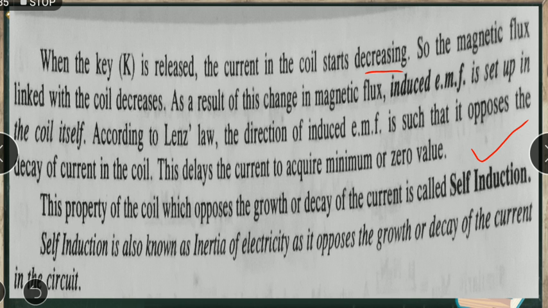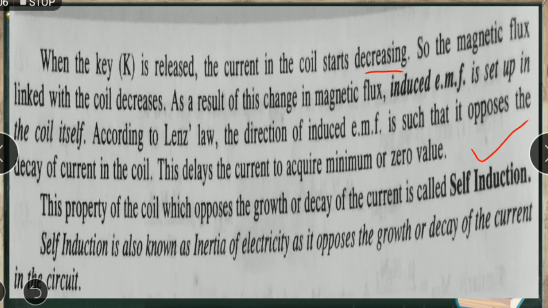Okay, next, what happens if I release the key? Okay, if I release the key, the magnetic flux which links through the coil starts to decrease. If magnetic flux decreases, current through the coil, EMF generated in the coil also decreases. It suddenly doesn't come to zero. There will be a certain opposition to the decay of current in the coil, and finally slowly it comes to zero.